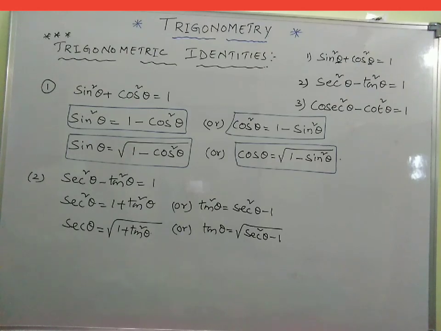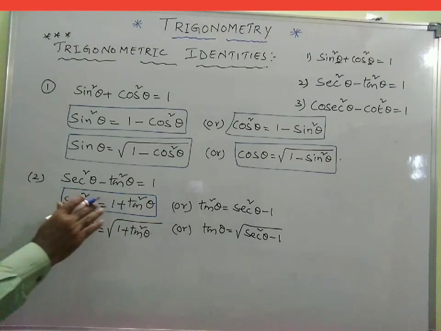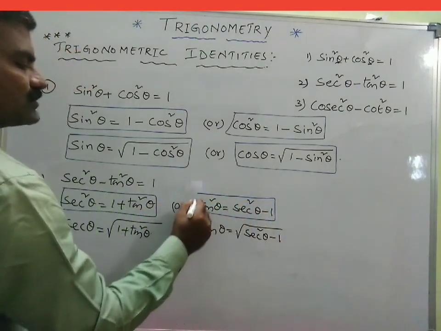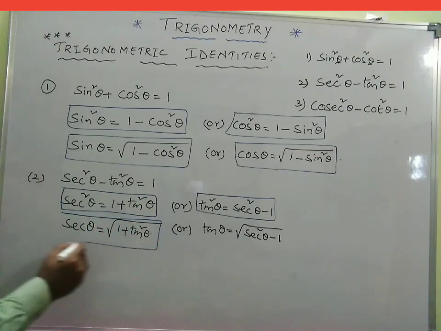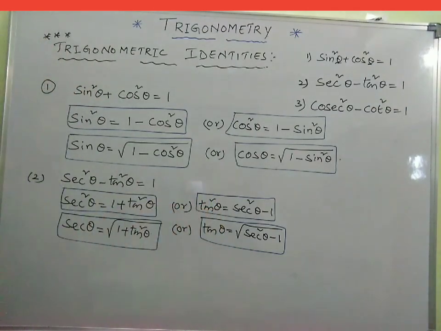So see once again what the results are. Secant square theta minus tan square theta is equal to 1 is the fundamental identity. From that we can write that secant square theta is equal to 1 plus tan square theta, or tan square theta is equal to secant square theta minus 1. And from this, secant theta we can write as under root of 1 plus tan square theta, as well as tan theta is equal to square root of secant square theta minus 1.